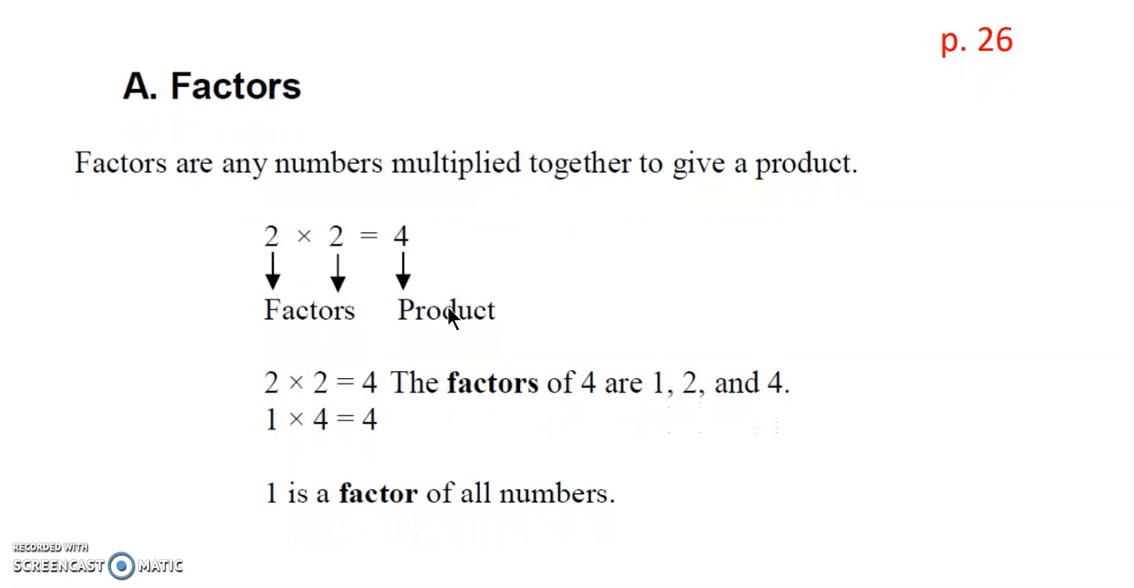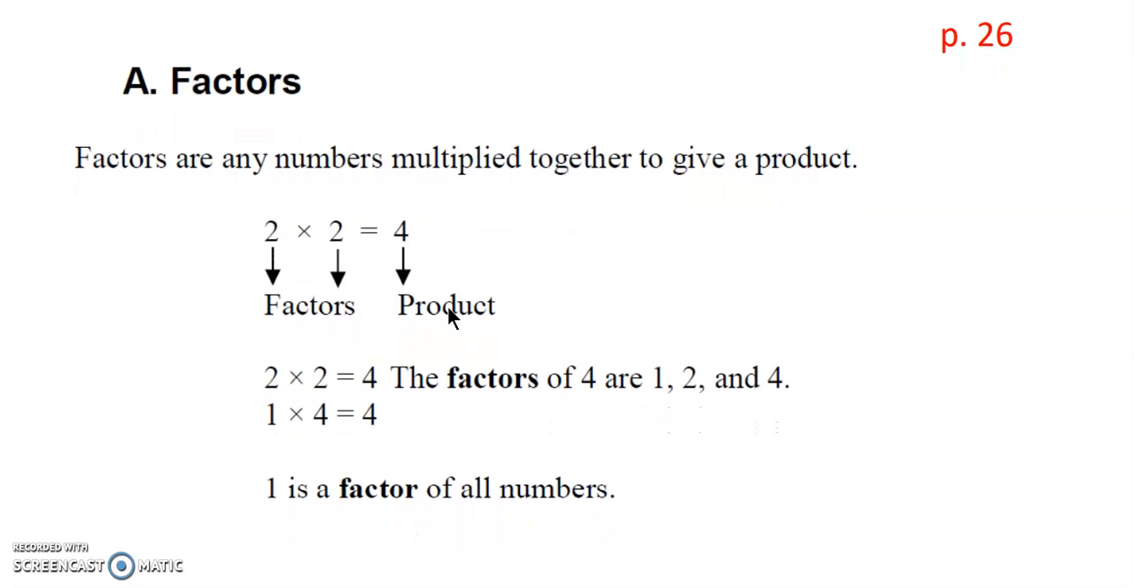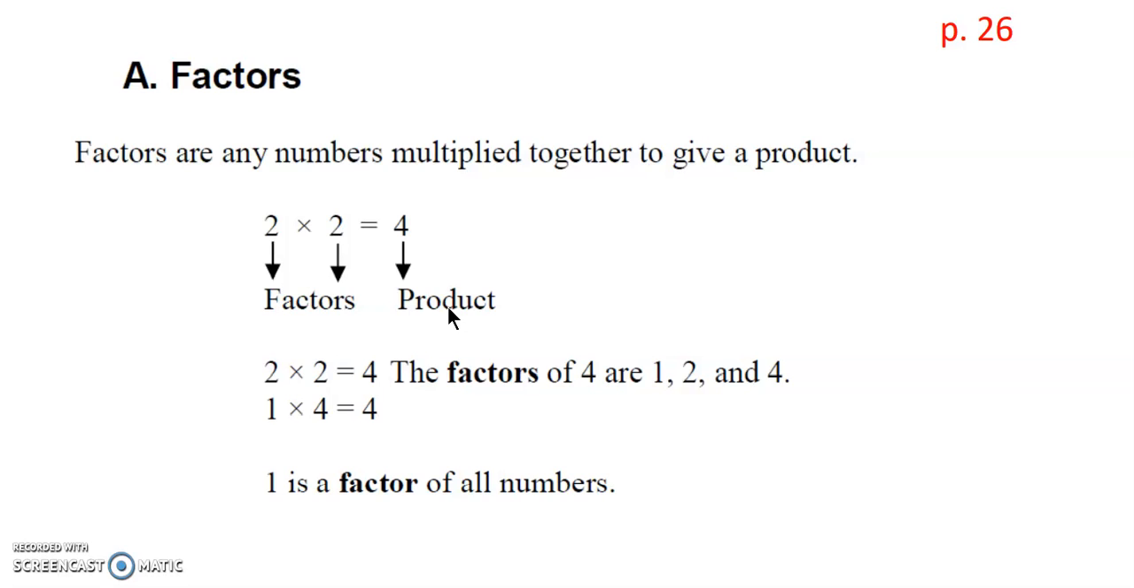Factors are any two numbers that are multiplied together to give a product. So a common one would be 2 times 2 is equal to 4, where 2 and 2 are factors of 4. And if we look at the number 4, we also have another couple of factors of 4. 1 times 4 is equal to 4 as well. So 1 is a factor of all numbers. The number itself is a factor of itself, and then a number may or may not have other factors.